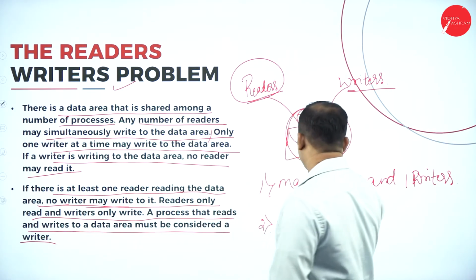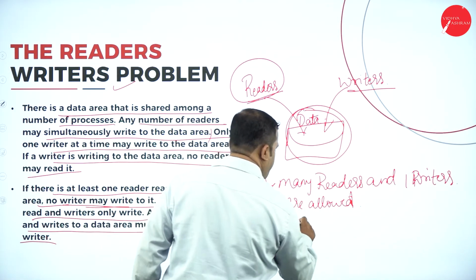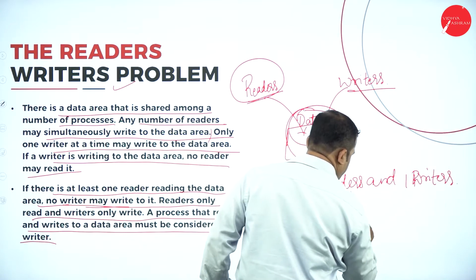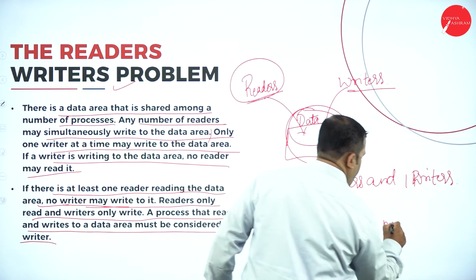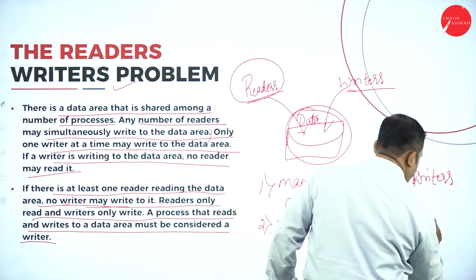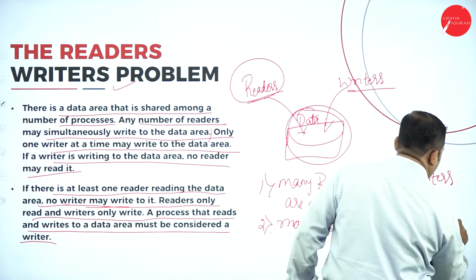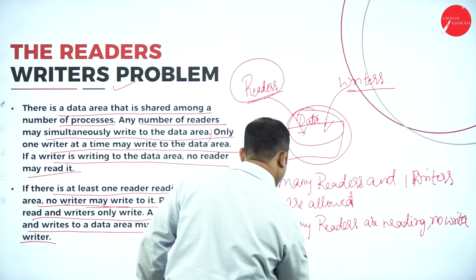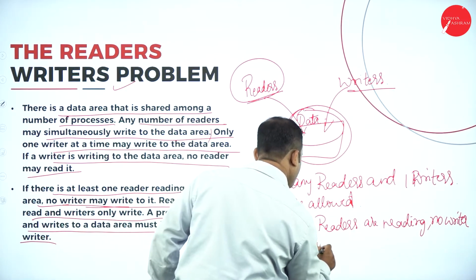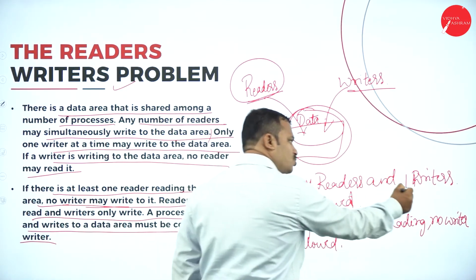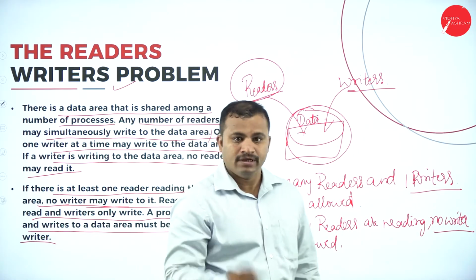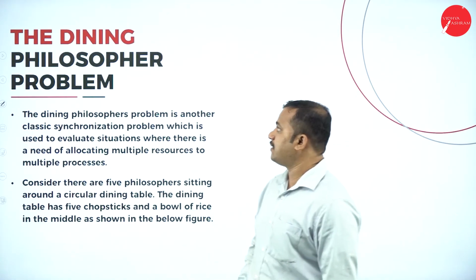That means when many readers are reading, no writer is allowed. That means at most one writer or no writer is allowed to write at the same time. That is the option you need to understand.